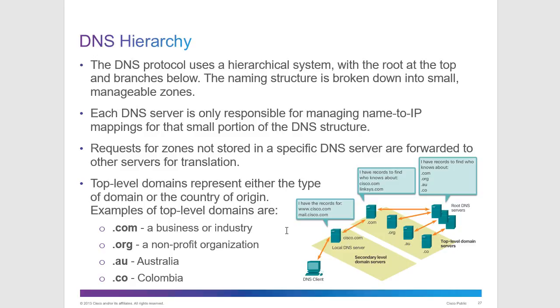Okay, so what we've got here is your DNS client sending a request up to the cisco.com server, the local server. If it doesn't have the resolution for the domain that you're looking for, it'll go up to maybe a .com or a root DNS server that might have to bounce back to the AU or the EU for Europe. You've got CO for Colombia. So you've got different servers for different entities. You've got .com for a business or industry, .org for a nonprofit organization, and so on and so forth. So you have that DNS request passed up the chain of command, and eventually it gets answered.